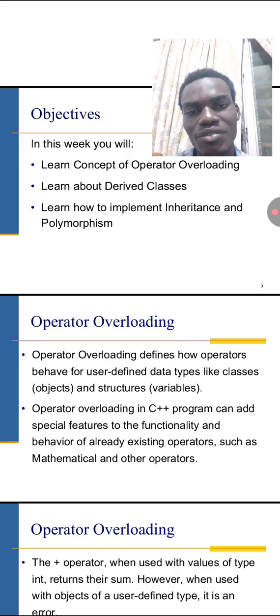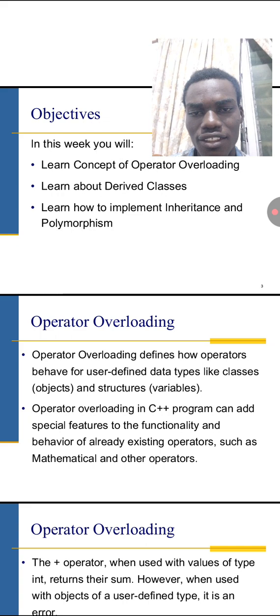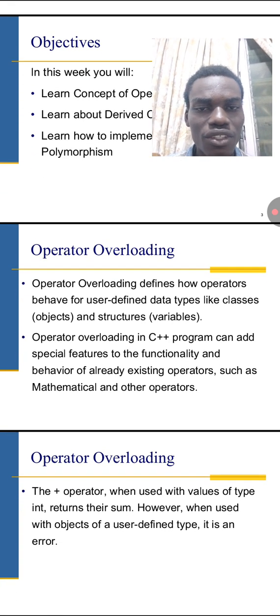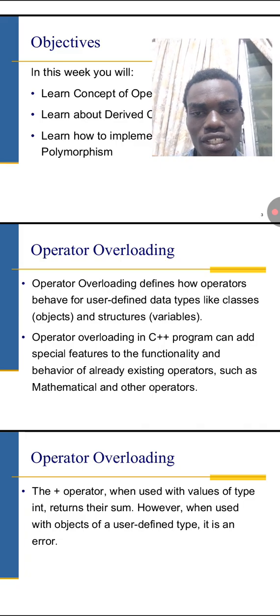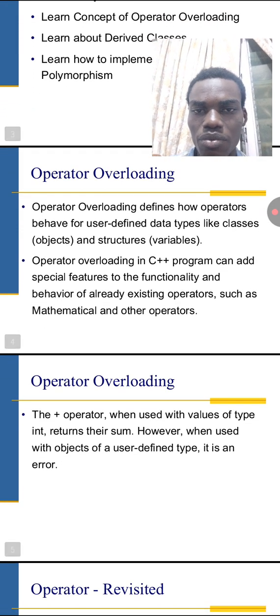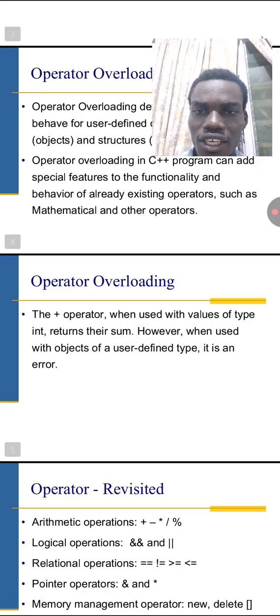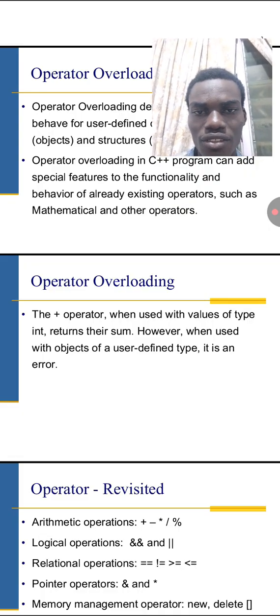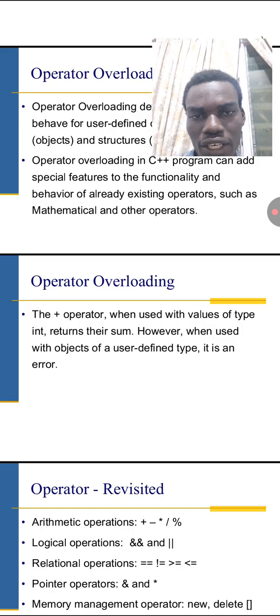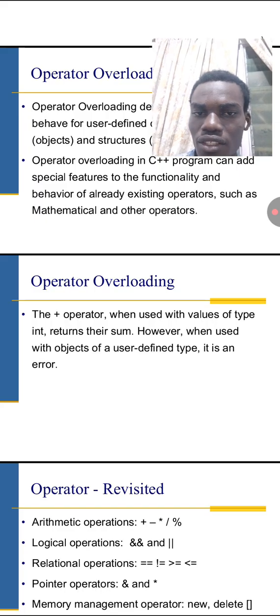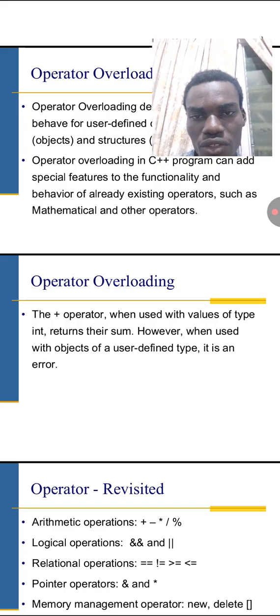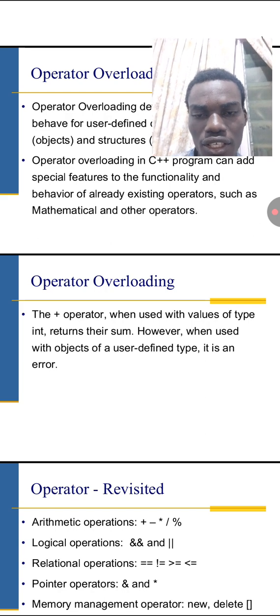Operator overloading defines how operators behave for user-defined class data types like classes and structures. Operator overloading in C++ can add special features to the functionality and behavior of already existing operators, such as mathematical and other operators. The plus operator, when used with variables of type int, returns a sum. However, when used with objects of a user-defined type, it is an error.